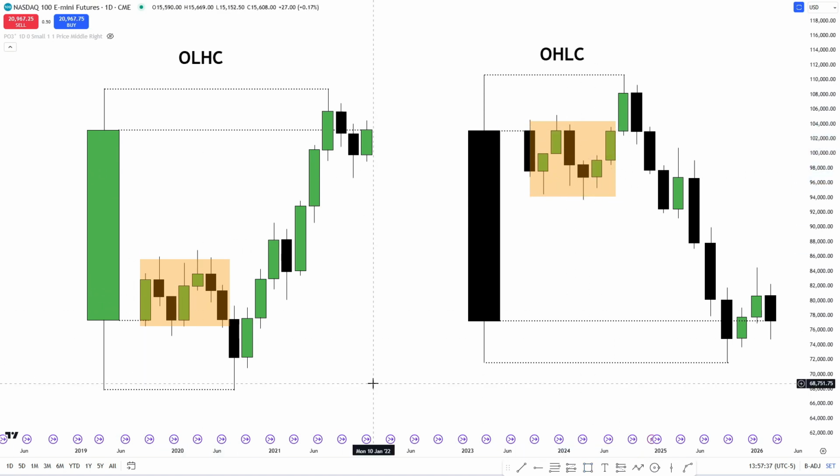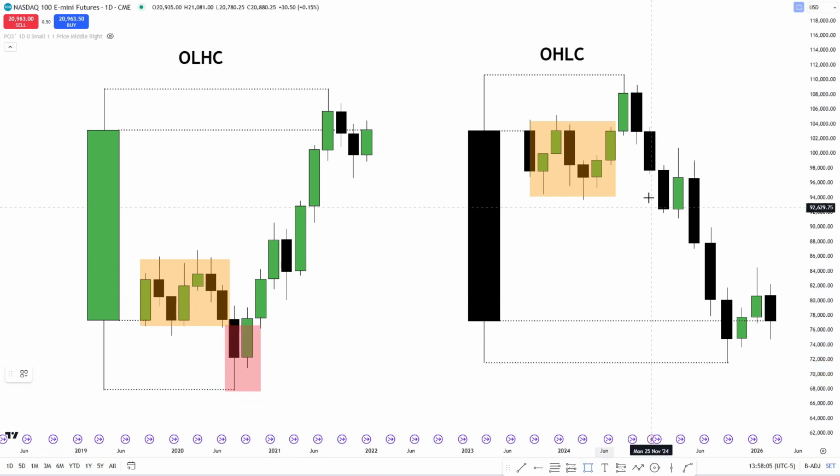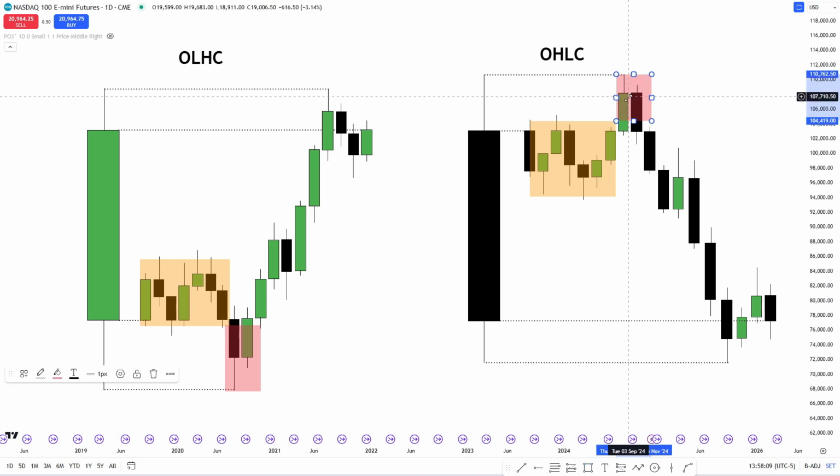Now the manipulation is simply defined as the fake move of the day. Okay, so in other words, it's the Judas swing, right? We see the low of the day form with the manipulation right here on the bullish example. This would be our manipulation. This is where we deviate from our accumulation. And similarly, we have our accumulation for a bearish example right here. This is where we deviate from the range, and this would be your manipulation.